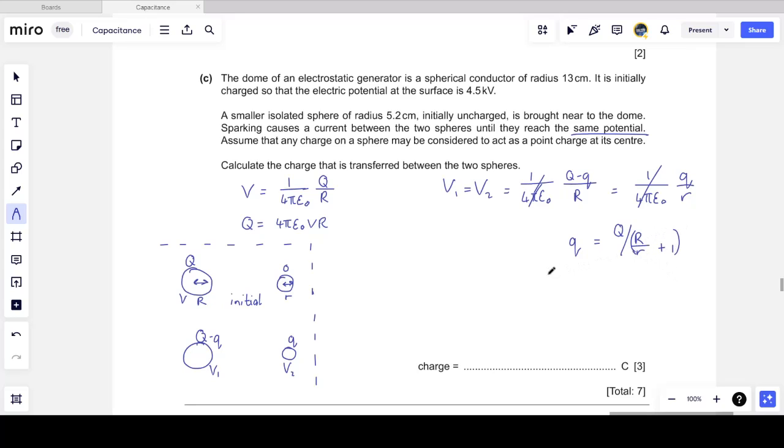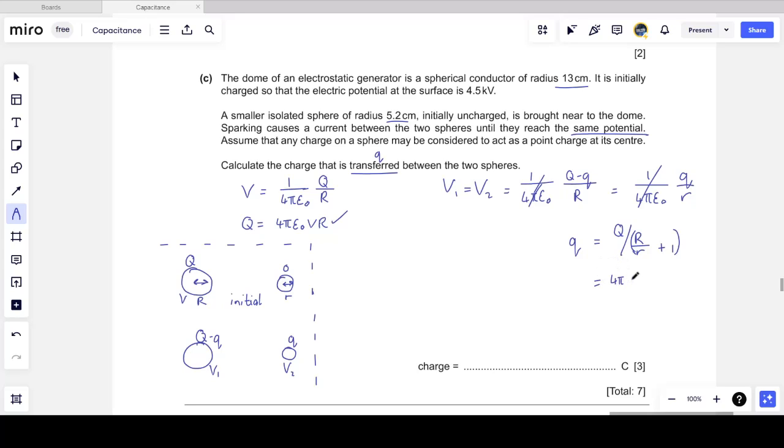So when you do that bit of arithmetic, you can see that I can find the amount of charge that is transferred because the amount of charge that is transferred is little q. And I can solve for this because I have big Q. Well, I have an expression for big Q. I have big R, 13 centimeters, and little r, which is 5.2 centimeters, and I can actually solve for this value. So I'm going to write big Q as this expression, 4 pi epsilon naught VR.